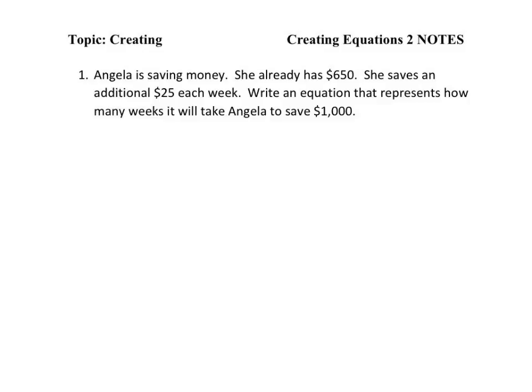So the first thing you want to do is go through and underline or highlight or somehow mark down the important information. So as I read through this, I see that she already has $650. She saves an additional $25 each week, and she wants to save $1,000. So when I write this, she already has $650.